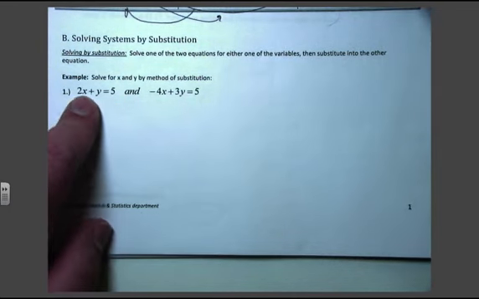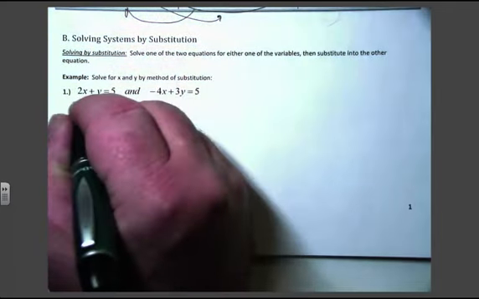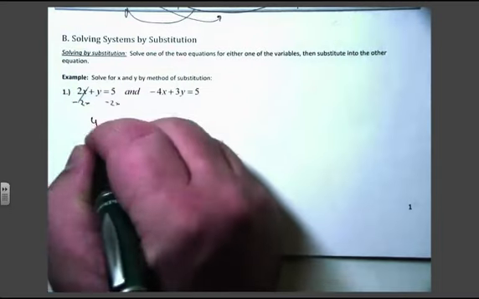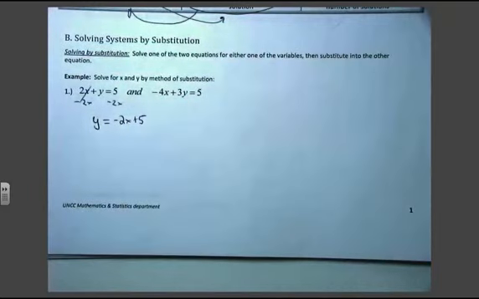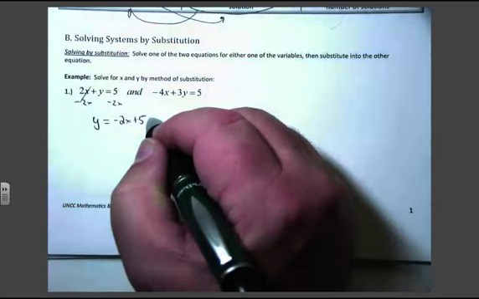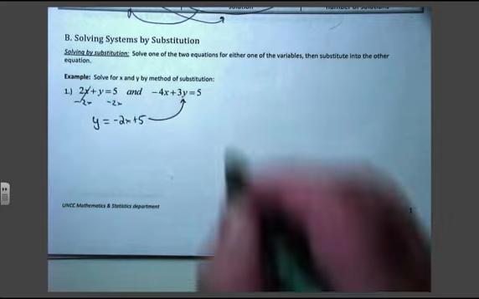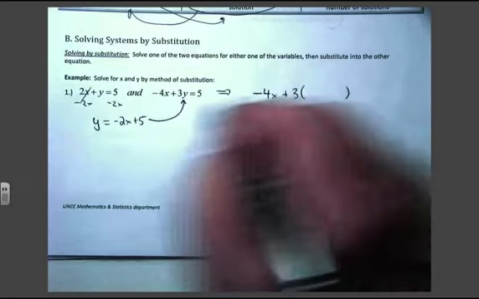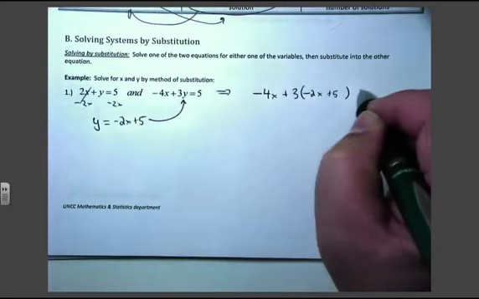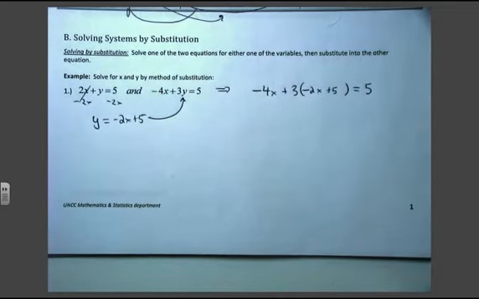In the first equation, 2x plus y equals 5, the easiest thing to solve for is y. How do I solve for y? I'm going to subtract 2x from both sides. This gives me y is equal to negative 2x plus 5. What am I going to do with this? It's called the substitution method. Take this equation and plug it into the y of your other equation. This is going to give you negative 4x plus 3 times y, but y gets to be replaced with negative 2x plus 5, equals 5.